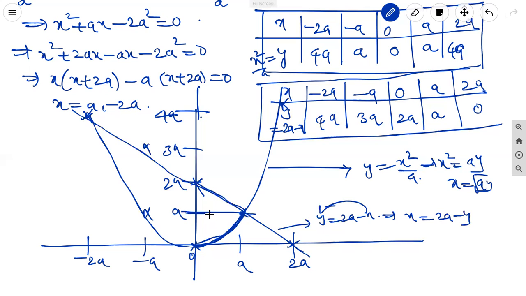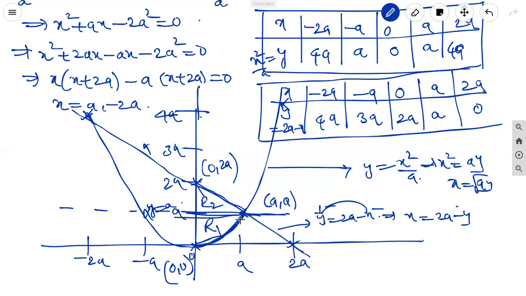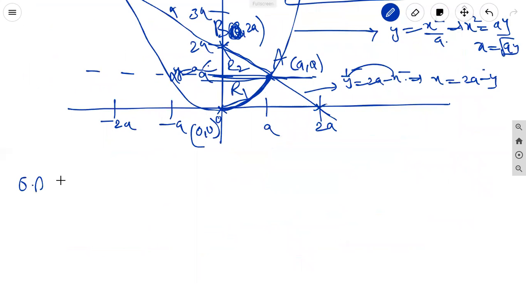We take the strip at y equal to a, which is parallel to the x-axis. So the intersecting point is (a, a). Here is (0, 2a), and the origin is (0, 0). Here it is the R1 region and the R2 region. We take A point, B point, and this is C point. The curve OABO is divided into two regions: one is OACO plus CABC.